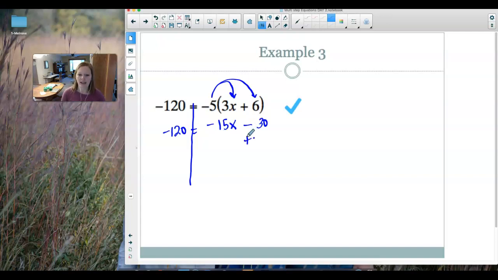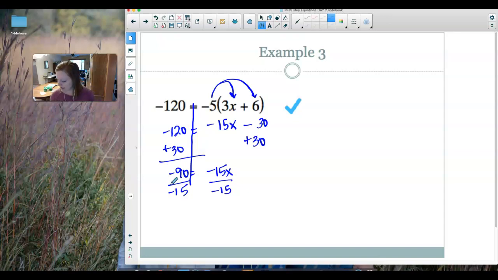Okay, then I'm going to add 30 to both sides because it was a minus 30. So this is negative 90 equals negative 15x. And then our last step, divide by negative 15. Okay, so I'm going to do negative 90 divided by negative 15. And we get a positive answer because it's a negative divided by a negative. And so we get positive 6.